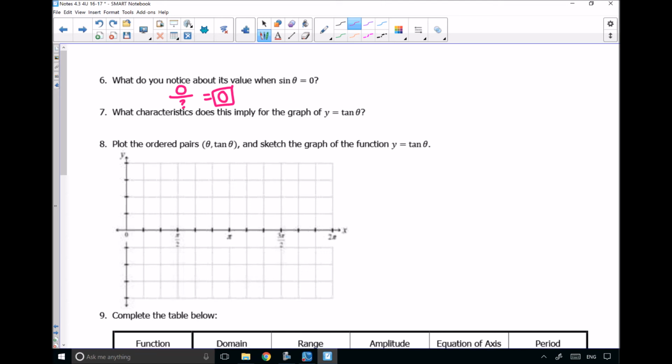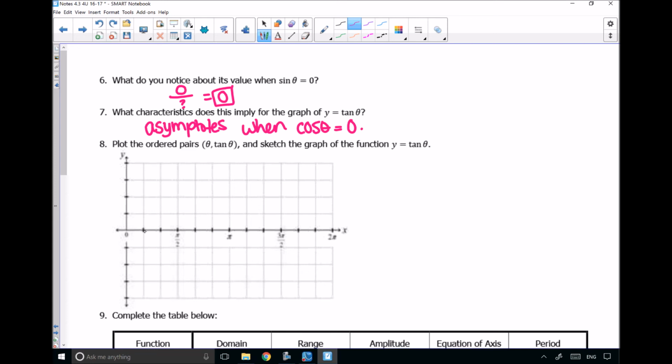So if sine of theta is 0, then tangent of theta is 0. So what characteristics does this imply for the graph of y equals tan of theta? It implies that we probably might have some asymptotes when cosine of theta is equal to 0. Okay, maybe. We'll see if this really ends up happening or not. So let's go ahead and get our graph set up, and then we will move on from there.